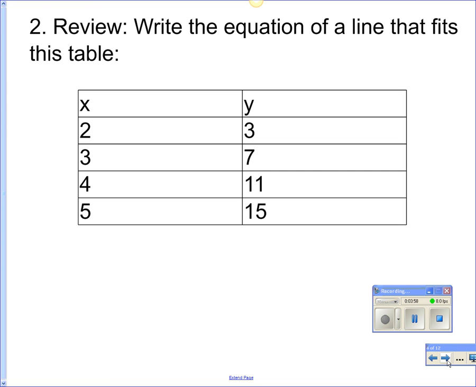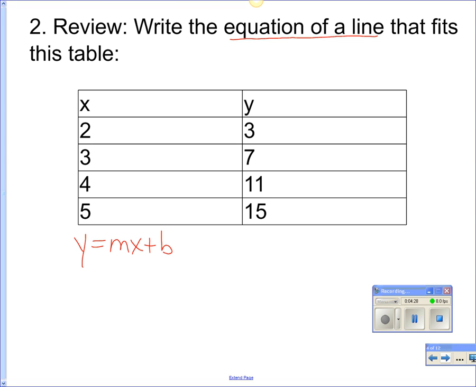Write the equation of a line that fits this table. So they've given you a table. Monica, what's the formula for an equation of a line? Yes. So anytime, guys, anytime I see equation of a line, I'm using this formula. Y equals mx plus b.